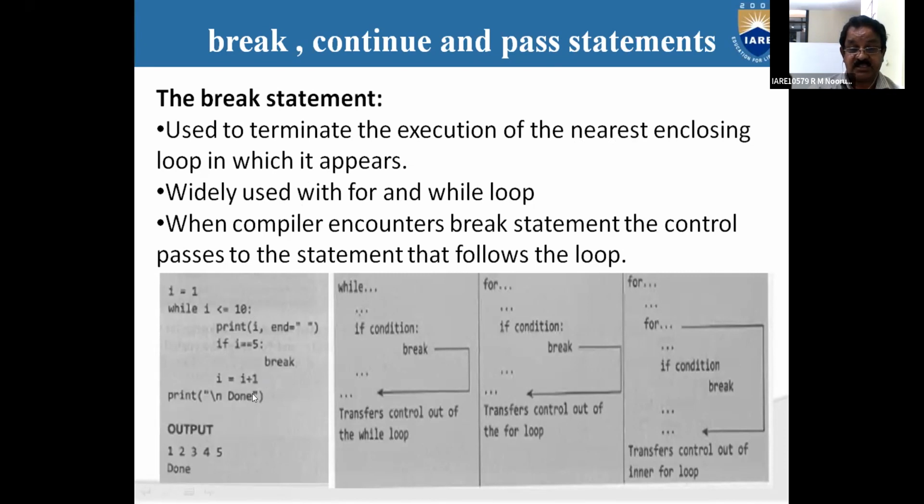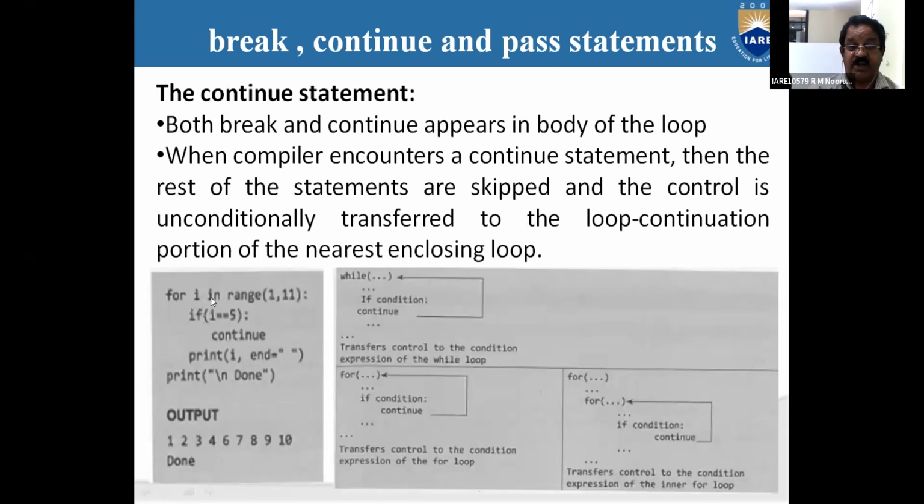Whereas see here, in case of for i in range 1 to 11, if i equals 5, continue, print. Now here also it's going to start with i equals 1. Is 1 equal to 5? No, so it's going to print; 1 is going to be printed here. Then 2, 3, 4. When i equals 5, it's not going to execute whatever statement follows that particular continue. It means it will not print 5.